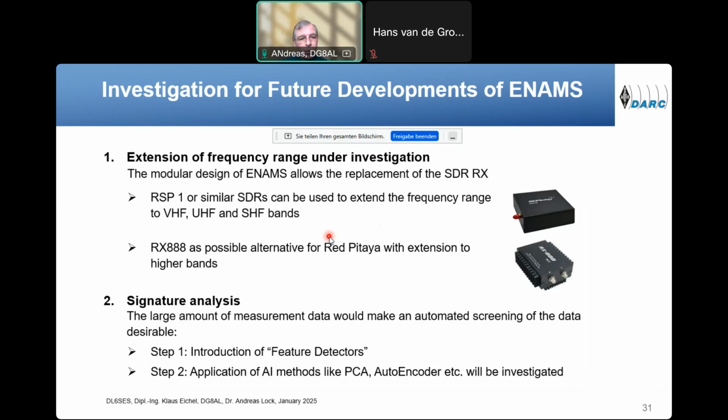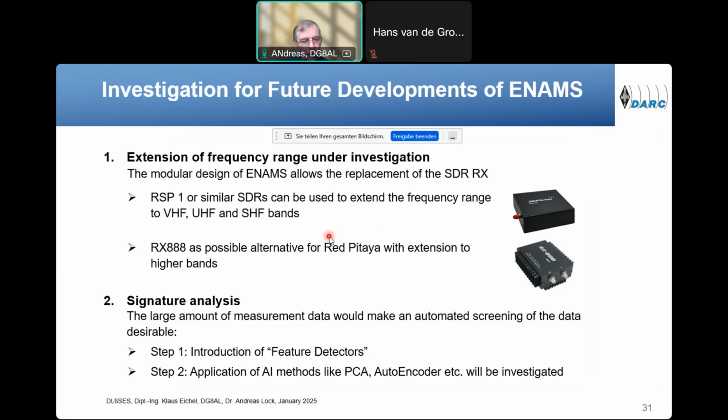The next candidate we are investigating is the RX888. That's an open source project. It contains a 16-bit fast ADC with about 130 megasamples per second. It looks very interesting, and this is currently what we have under investigation. So that's the first kind of extension. The second is the signal analysis, because we collect more than 10,000 measurements per day, so it's impossible to look through the data by hand. Therefore, an automated screening of the data would be desirable.